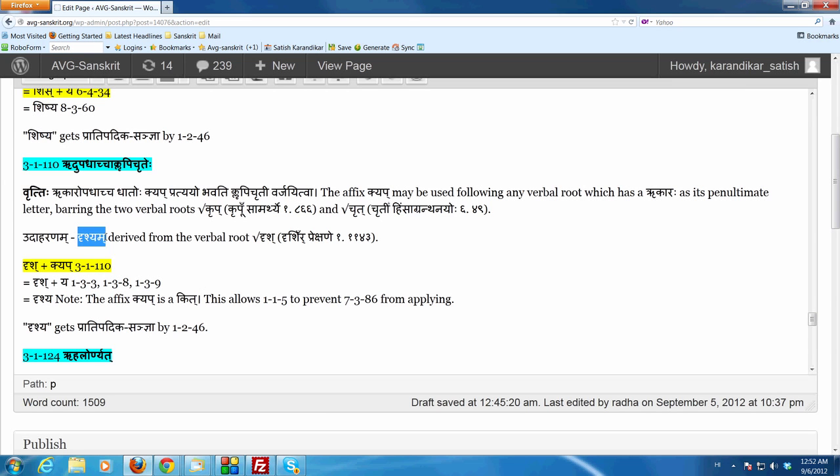So idam rupam drishyam. This form is fit to be seen, ought to be seen. We could go in the masculine, feminine, depending on what it qualifies. It says that ayam utsavaha drishyaha. This festival is ought to be seen, is fit to be seen, should be seen. Okay, so this sutram basically is extending the application of kyap to the verbal roots which have a penultimate rakaraha, except the two verbal roots kripu samarthye and shruti himsa grantanayoho.